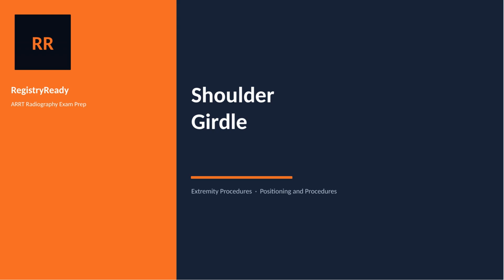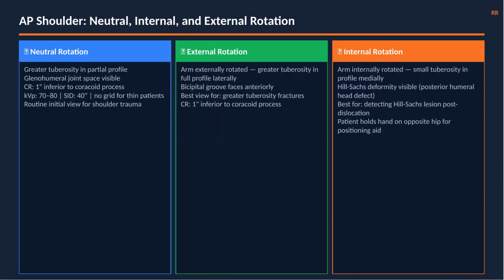Positioning Lesson 5 is the shoulder girdle, shoulder joint, clavicle, acromioclavicular joint, and scapula. This is one of the most technically demanding positioning categories on the ARRT because it requires multiple rotation-dependent views and because shoulder dislocations require specific projections to diagnose correctly. The AP shoulder has 3 rotation variants, and each one demonstrates different anatomy.